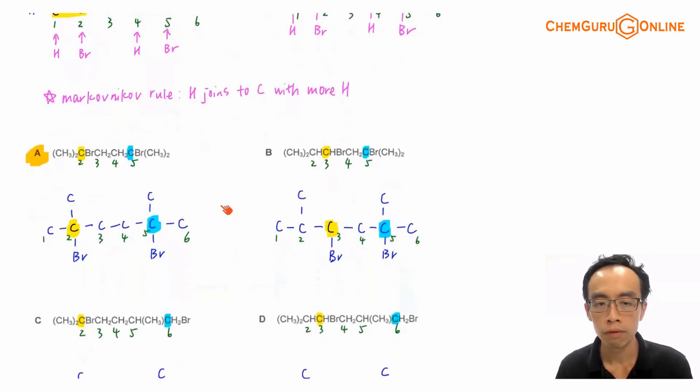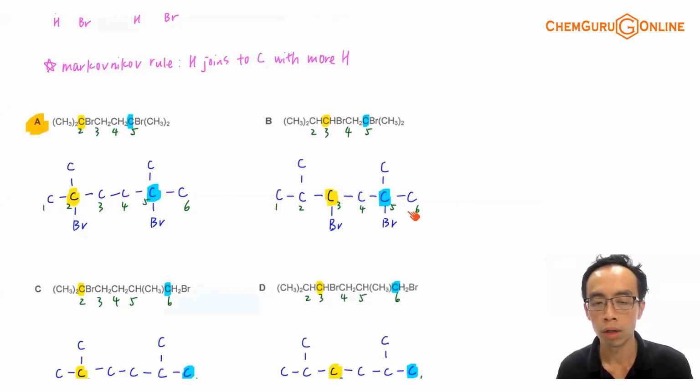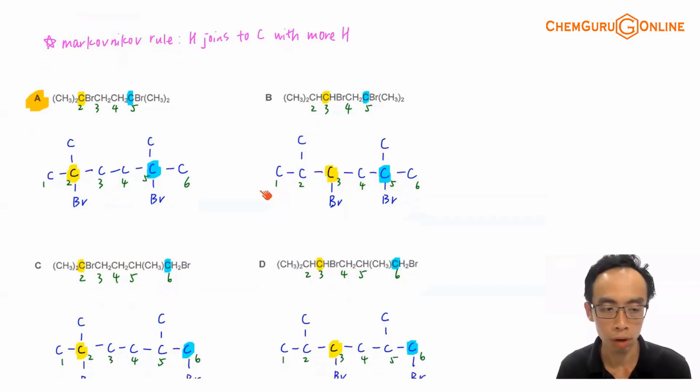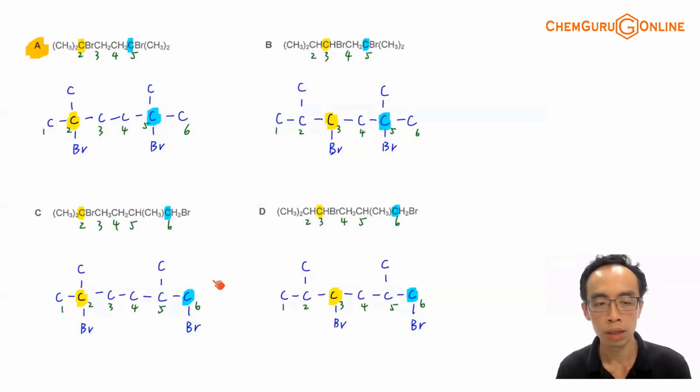Now, how about B? Involving B, if you try to draw out the carbon chain, expand out all the bonds, what I have is my bromine is on carbon 3 and carbon position 5, which is not what we want. I want bromine to be on carbon 2 and carbon 5, so B is wrong. Involving C, this is also problematic because the position of your bromine will be on carbon number 2 and carbon number 6, which is wrong. And finally, involving D, the position of your bromine is on carbon position 3 and carbon position 6, which is also wrong. So basically, if I run through my 4 options, my answer to this question will be A.